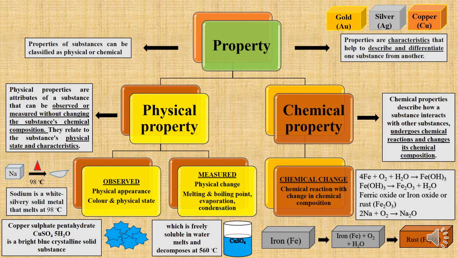Initially iron reacts with oxygen in the presence of water to form ferric hydroxide, and later ferric hydroxide is transformed to ferric oxide with the liberation of water molecules. Ferric oxide is also called iron oxide or simply rust.